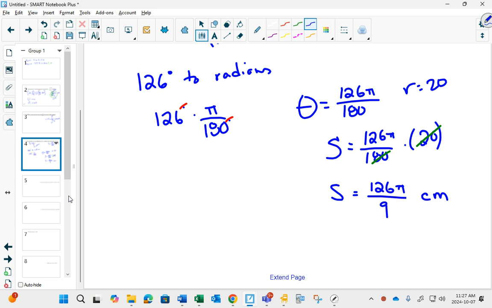You can divide this both by 9. If you divide it both by 9, you get 14. Is that the answer in the back? 14 pi? Yes? So if I reduce it right down, this is an answer that's exact because it keeps pi in it. If you wanted a decimal, you could go 14 times pi. If you're working with exact numbers, just keep the pi and keep simplifying your numbers along the way, and that would be an exact answer.